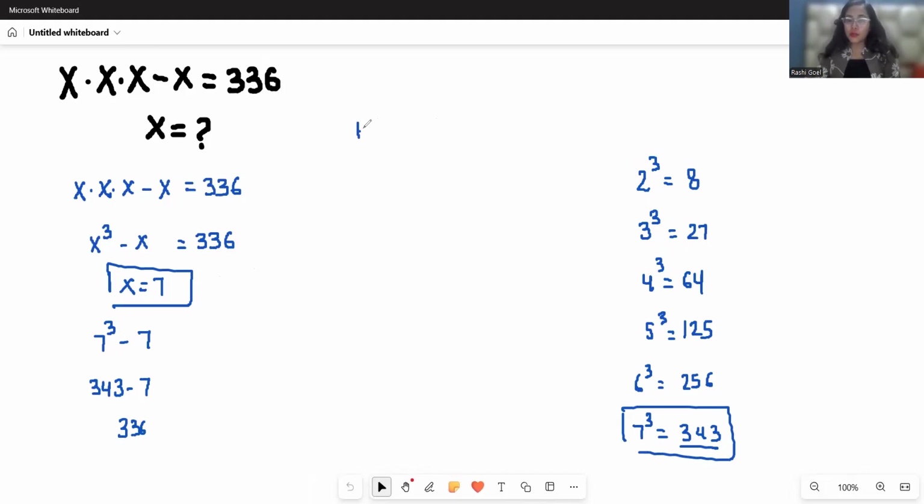With the same trick, can you solve this one in homework? x times (x² + 1) equal 222. Comment down your answer. What is the value of x for you?